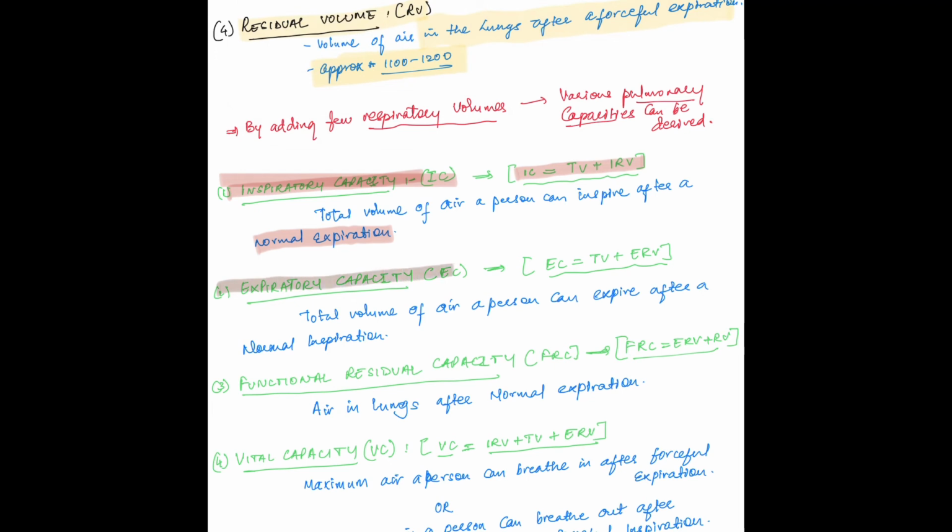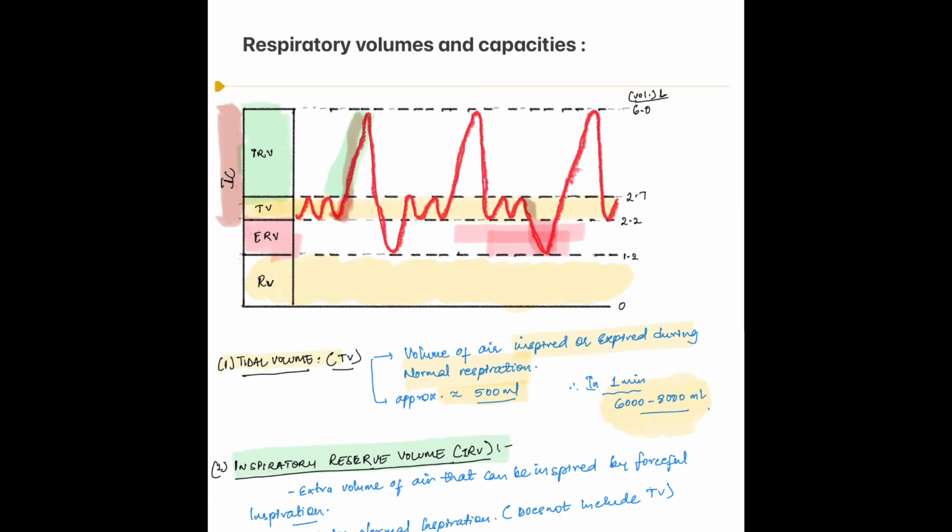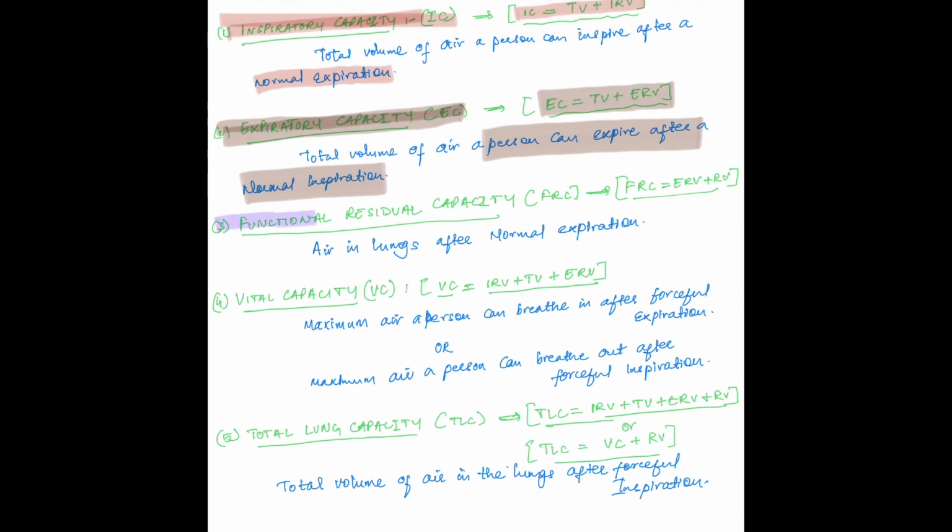Second capacity is the expiratory capacity. It is the total volume of air a person can expire after normal inspiration. Expiratory capacity includes tidal volume and expiratory reserve volume. Functional residual capacity is the volume of air that will remain inside the lungs after a normal expiration. It includes expiratory reserve volume and residual volume.